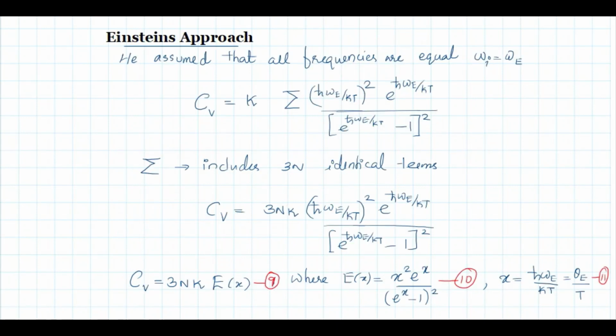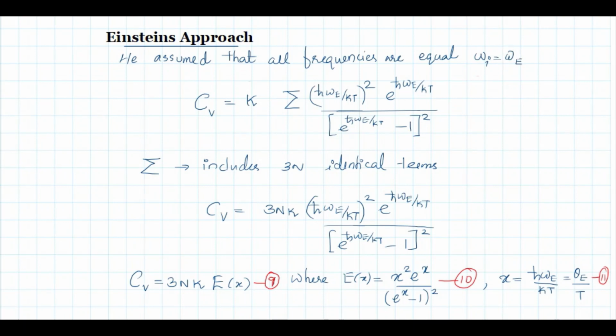We have two different approaches. The first one is by Einstein and the second one is by Debye. First we will discuss the Einstein approach. Einstein assumed that all frequencies are equal. All the 3N one-dimensional harmonic oscillators have the same frequency, and let it be omega E, the Einstein frequency omega E.